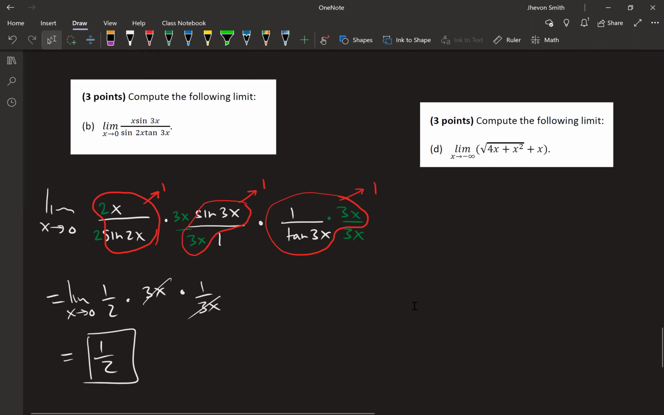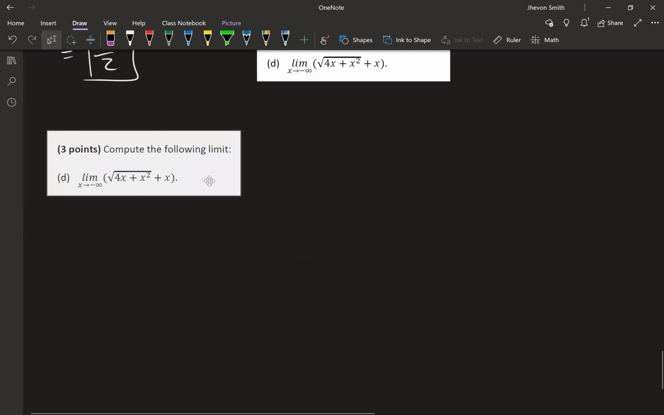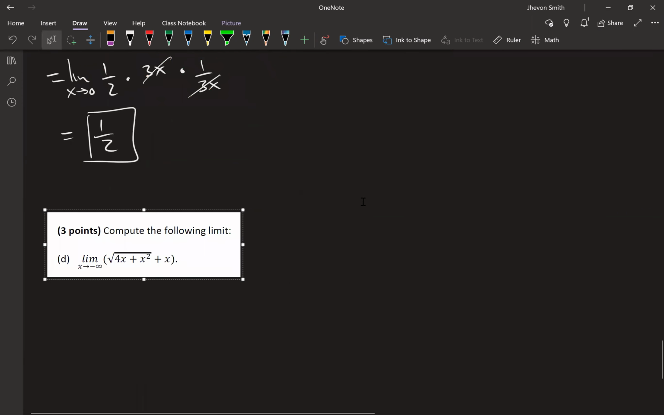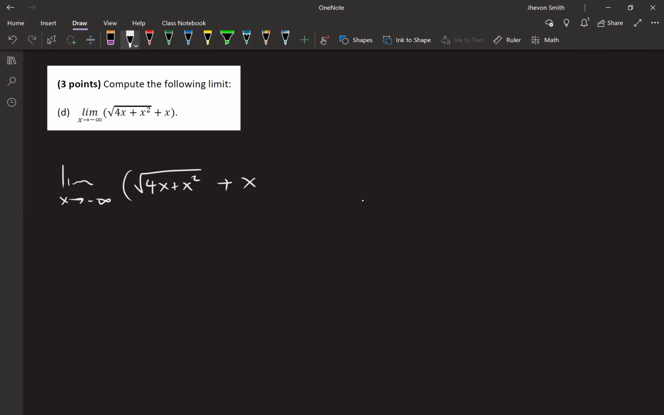Moving down to 3D. So this is, yeah, what did you try for this one? Just multiply by the root of 4x plus x squared minus x, divided by the same. Right, multiply and divide by the conjugate.